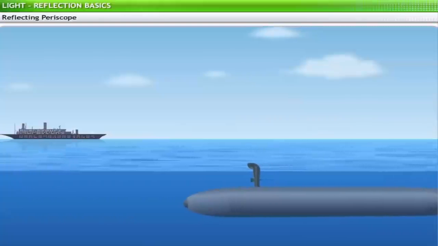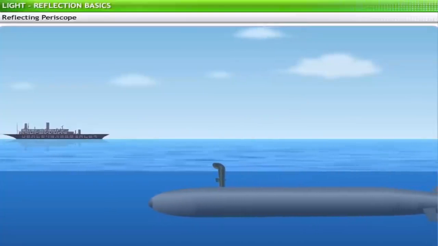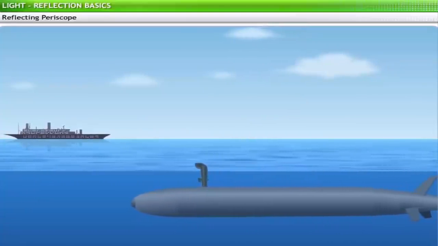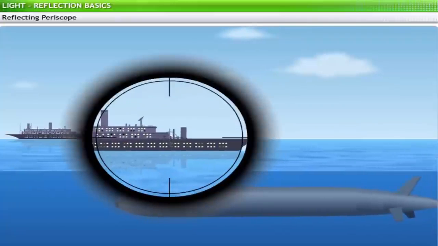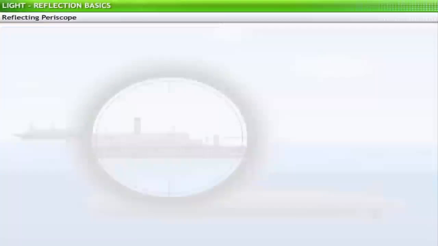Periscope is used in land and sea warfare, submarine navigation, and elsewhere to enable observers to view their surroundings while remaining under cover, behind armor or submerged.